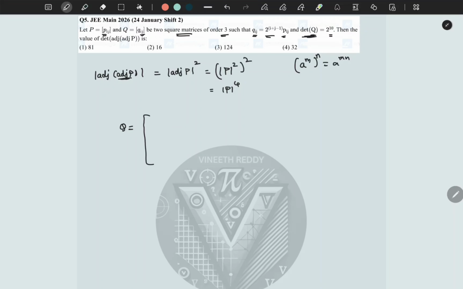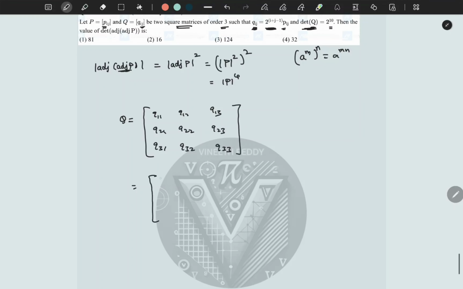So what does this mean? Q is basically Q11, Q12, Q13, then Q21, Q22, Q23, Q31, Q32, Q33. What is Q11, dear students? Replace I with 1 and J with 1. So here if I replace I and J with 1, we get 2 power 1 plus 1 minus 1. So it should be 2 into P11. And Q12 should be 2 raised to the power 2 into P12. And Q13 should be 2 raised to the power 1 plus 3 minus 1, which is 2 raised to the power 3 into P13.